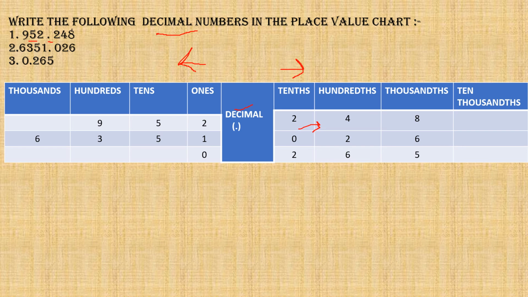In the second you can see 6351.026. We'll put a dot here. Then 1 at the ones place, 5 at the tens place, 3 at the hundreds place and 6 at the thousands place. Now at the right side, 0 at the tenths place, 2 at the hundredths place and 6 at the thousandths place. If 0 is there, you can't leave 0 in the place value chart. Right? In the third example we have 0.265. So at the left side we have only 0 and at the right side we will represent 2, 6 and 5.